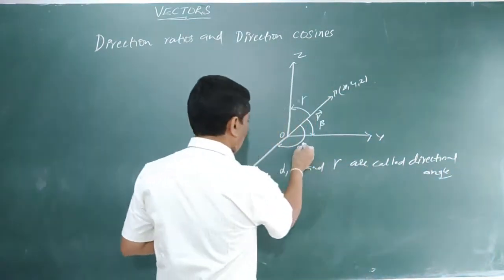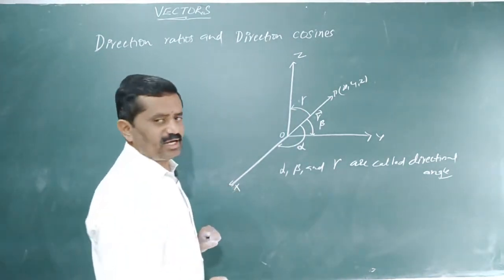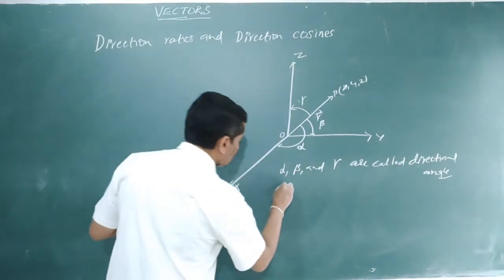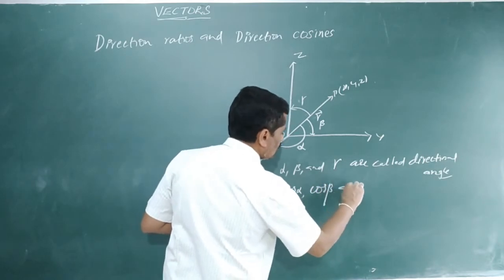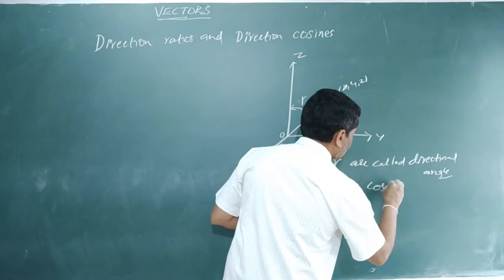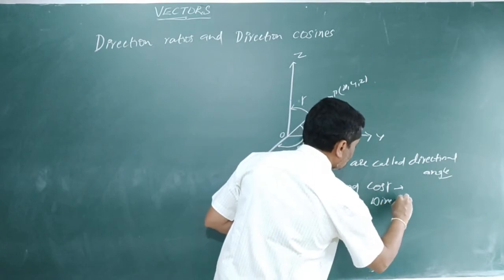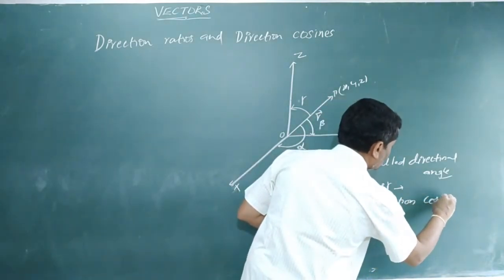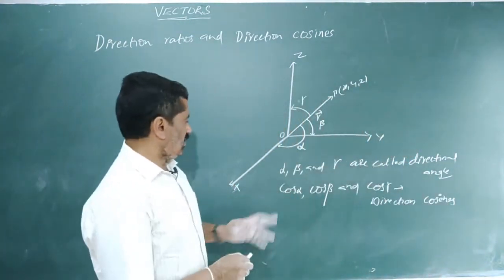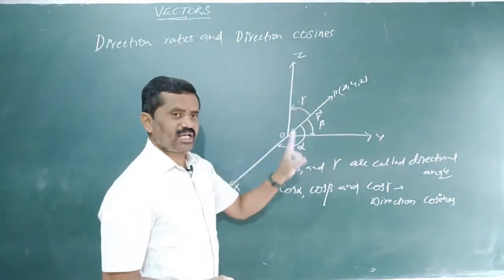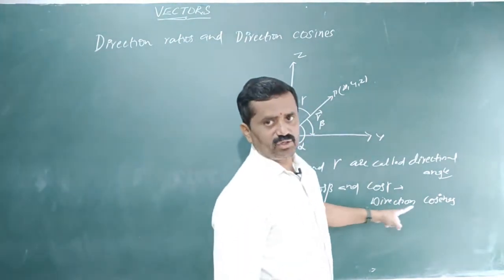Alpha, beta and gamma are called directional angles, and cos alpha, cos beta and cos gamma are called direction cosines.